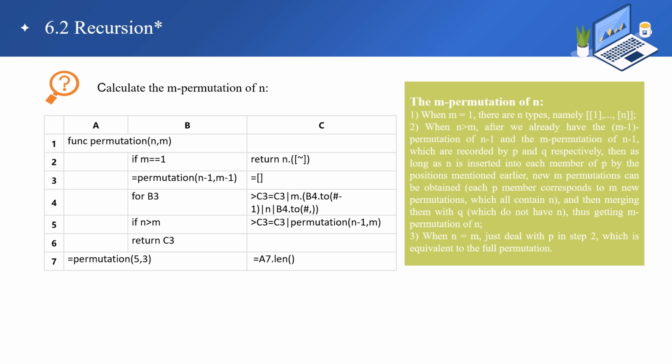of n-1, which are recorded by P and Q respectively, then as long as n is inserted into each member of P by the positions mentioned earlier, new m permutations can be obtained. Each P member corresponds to m new permutations, which all contain n. And then merging them with Q, which do not have n, thus getting m permutation of n. 3. When n equals m, just deal with P in step 2, which is equivalent to the full permutation.